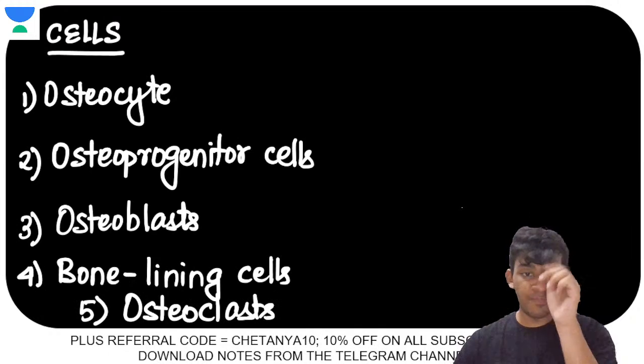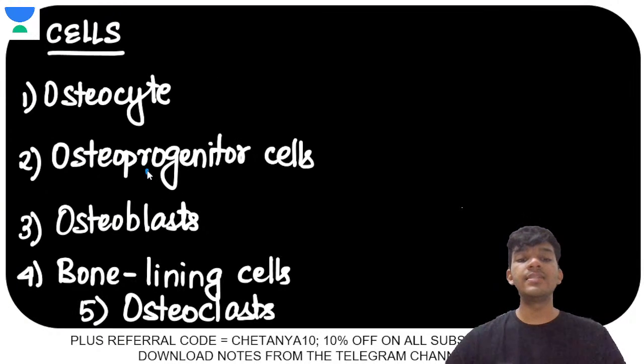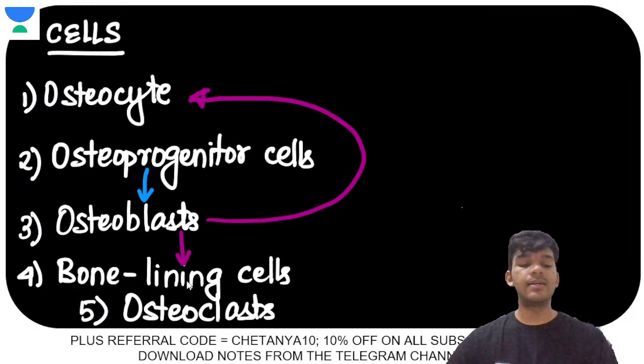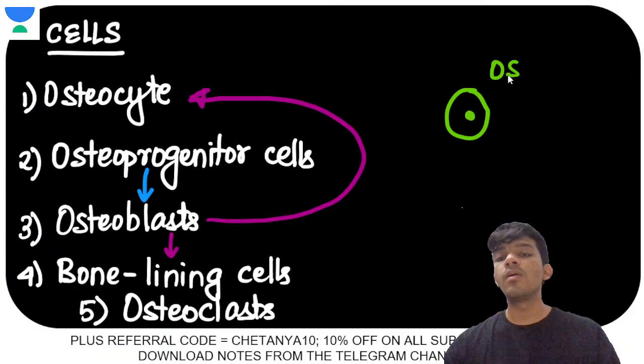Osteoclasts are very important. They are called bone eating or bone resorbing cells, and they are very important in the remodeling of the bone. So osteoprogenitor cells give rise to osteoblasts. Now osteoblasts, during their active growth, give rise to osteocytes, or they can also form bone lining cells, right? Now please remember what happens. See, this is an osteoblast.